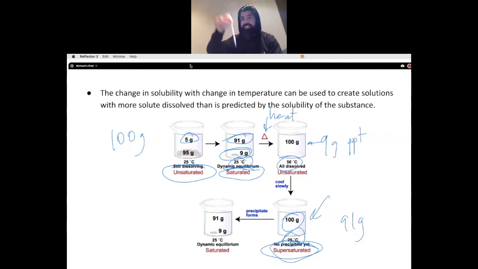Eventually, throw a stick in there, throw a piece of thread in there, and around that stick, the ions are going to realize, hey, wait a second, we are only allowed to dissolve up to a saturated point. So eventually, whatever has become part of that supersaturate, those ions, that 9 grams of precipitate, will start to crystallize out of solution. And this is pretty much how rock candy is made.